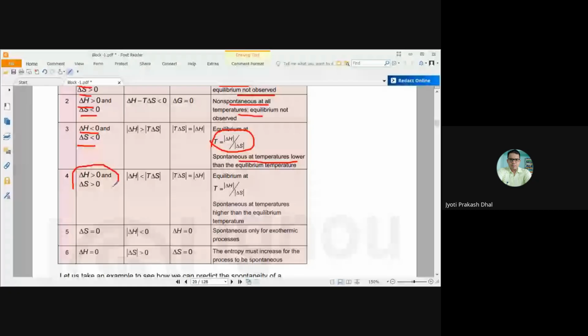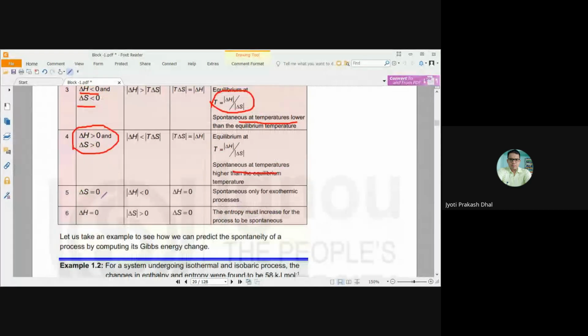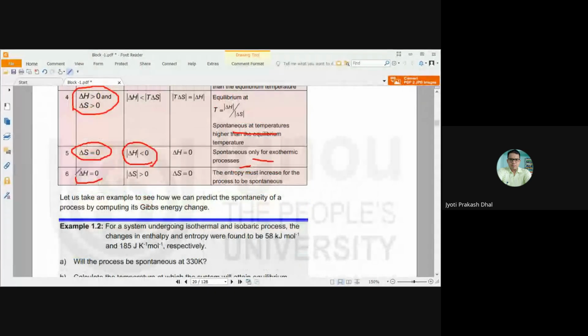And if delta H is greater than 0 and delta S is greater than 0, then also we have to find the equilibrium temperature T equals delta H by delta S, and the process will be spontaneous at a temperature higher than the equilibrium temperature. Now, if delta S equals 0, then the spontaneity depends only upon the value of delta H, and for a spontaneous process, delta H should be less than 0. That means the process will be spontaneous only for exothermic processes. Similarly, if delta H equals 0, the spontaneity depends only upon the change in entropy, and delta S must be greater than 0, as entropy increases for all spontaneous processes.